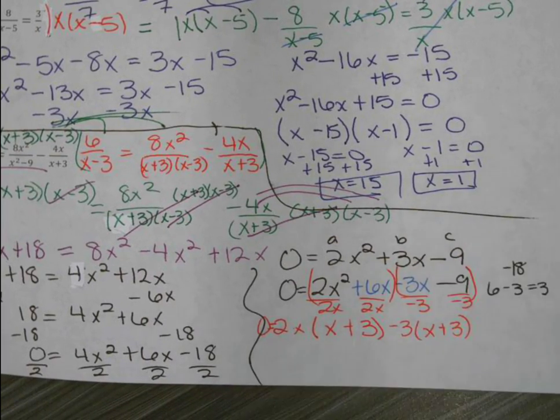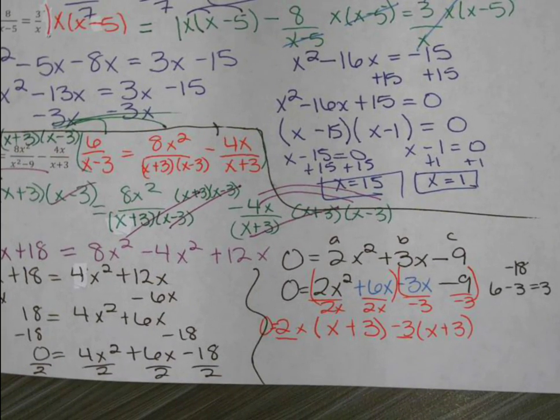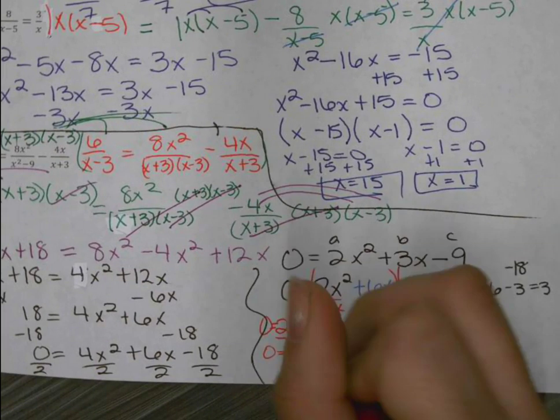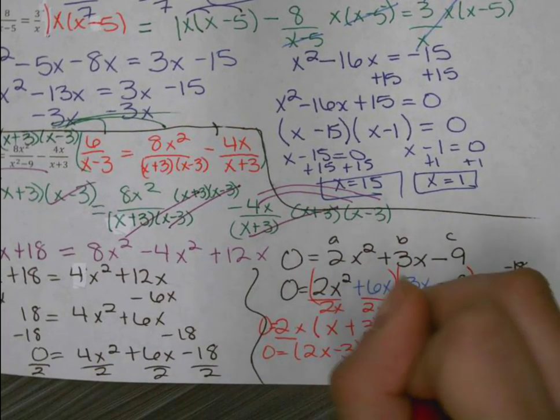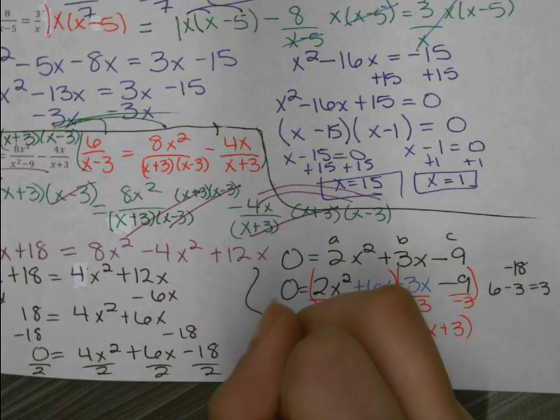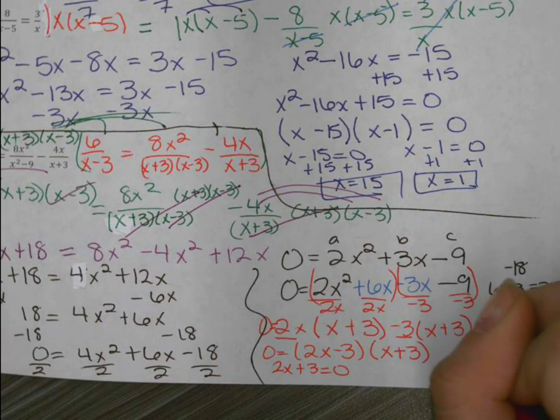Okay, then I combine my 2 sets together. So I take the numbers outside and put them together in a group. So I have 2x, is that minus 3? And then I write the one that I had at the end just once, because I'm undoing the distributive property. And then I want to do what? So I have 2x plus 3 equals 0, and x plus 3 equals 0.